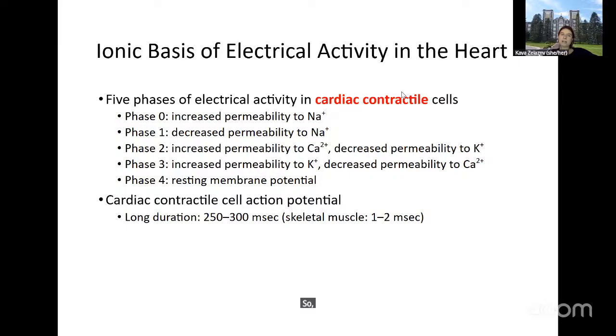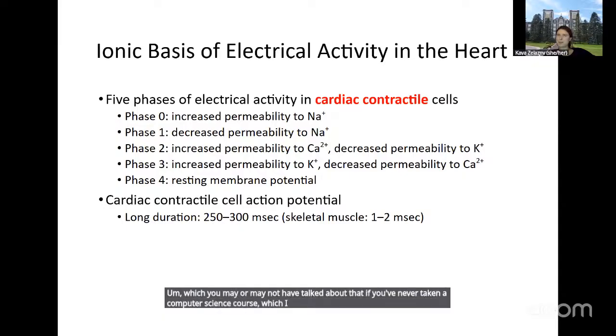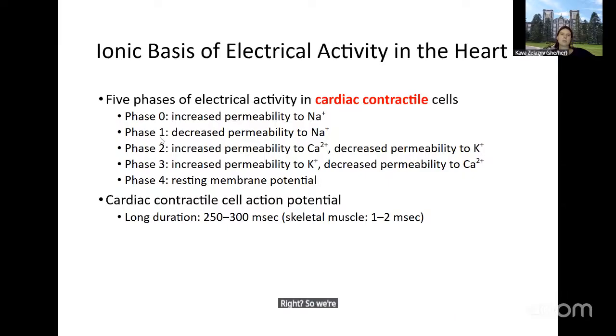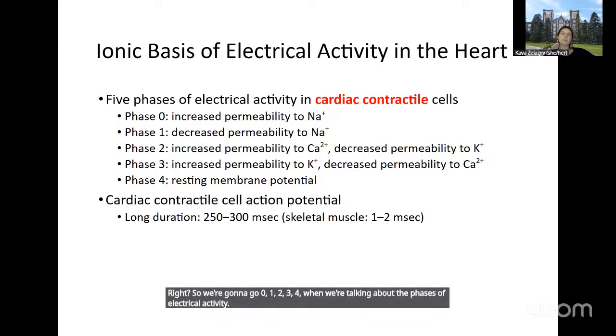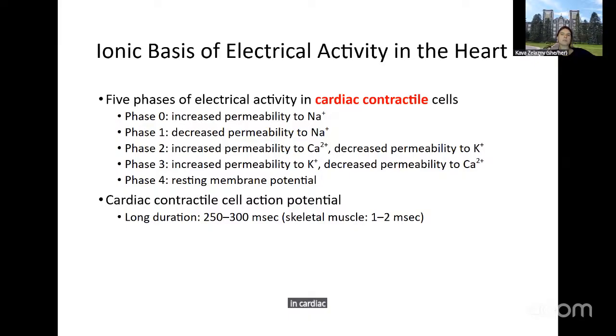So in the contractile cells, we can divide it into 4 numbered phases, except really it's 5 phases because we're 0 indexed, which you may or may not have talked about if you've never taken a computer science course, which I expect most of you probably haven't, right? We start counting with zero here, right? So we're going to go 0, 1, 2, 3, 4 when we're talking about the phases of electrical activity in cardiac contractile cells, so those heart muscle cells, basically.